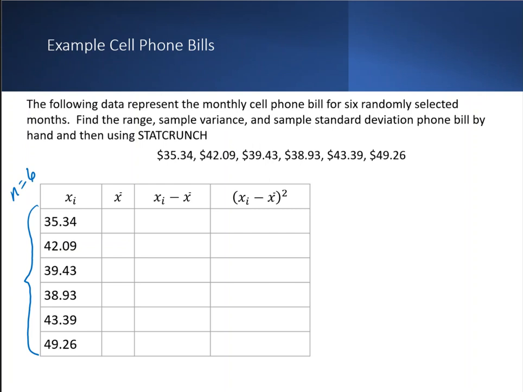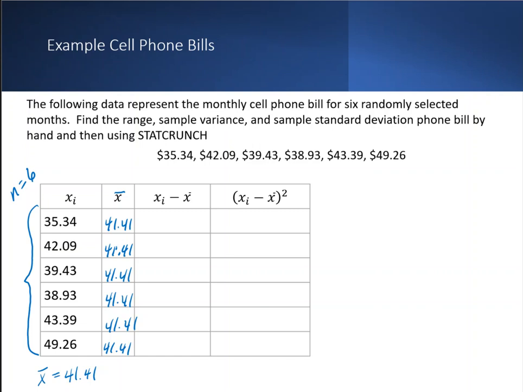And the very next thing that I need to do from these 6 data points is figure out what the mean is. So my sample mean of all 6 of these values, if I were to add all 6 of those cell phone bills up and divide by 6, I would end up with $41.41. So I'm going to write that right now in each one of these cells here in this second column, 41.41 all the way down, because that's going to help me with this calculation process.